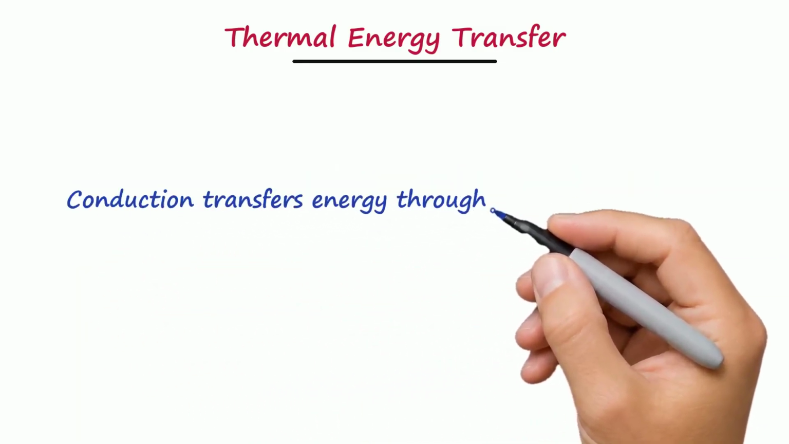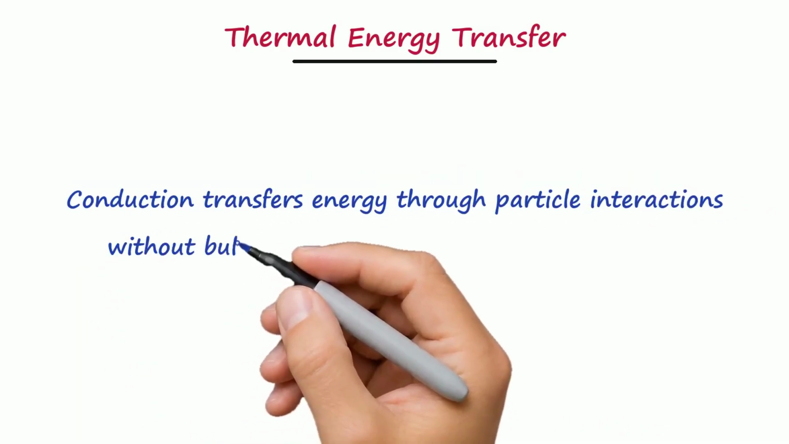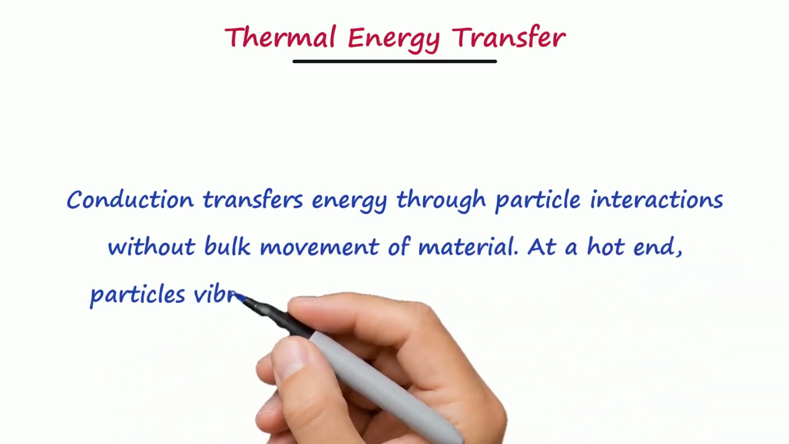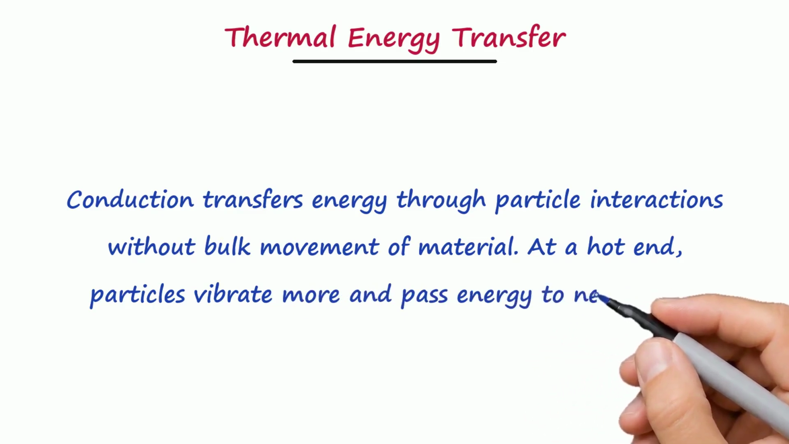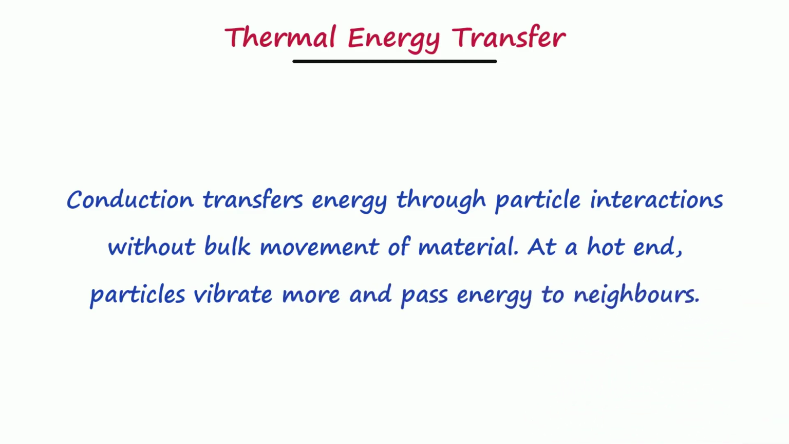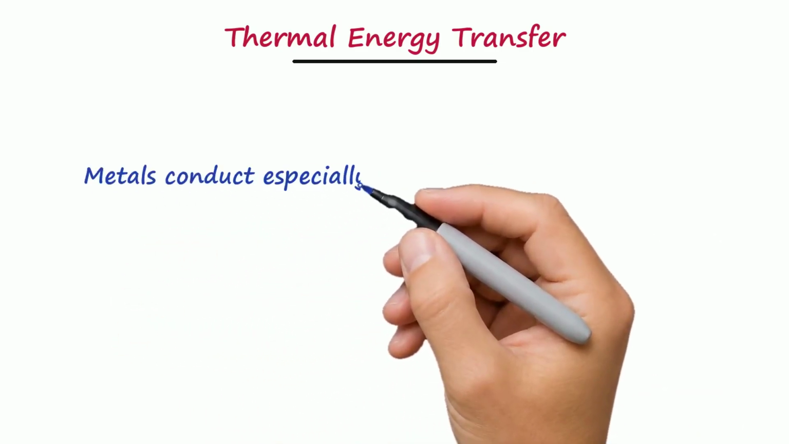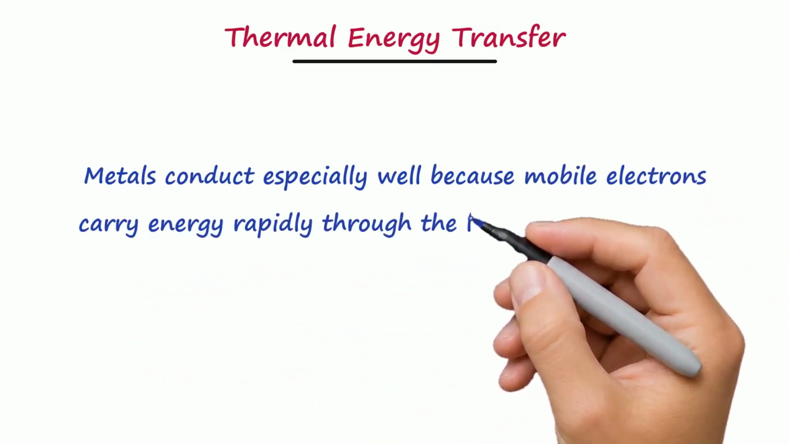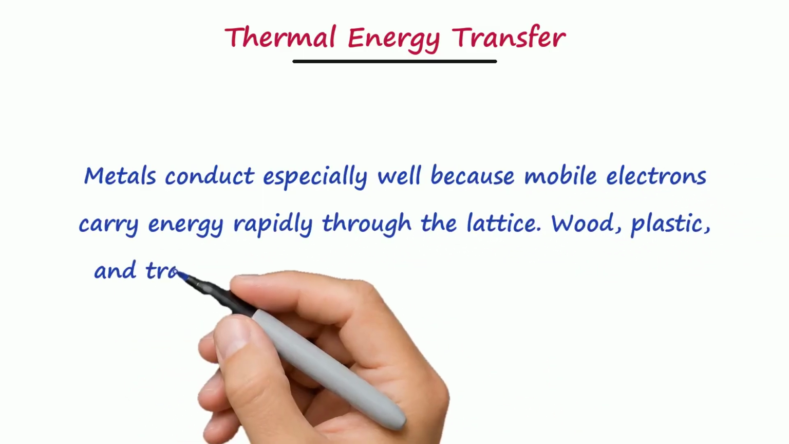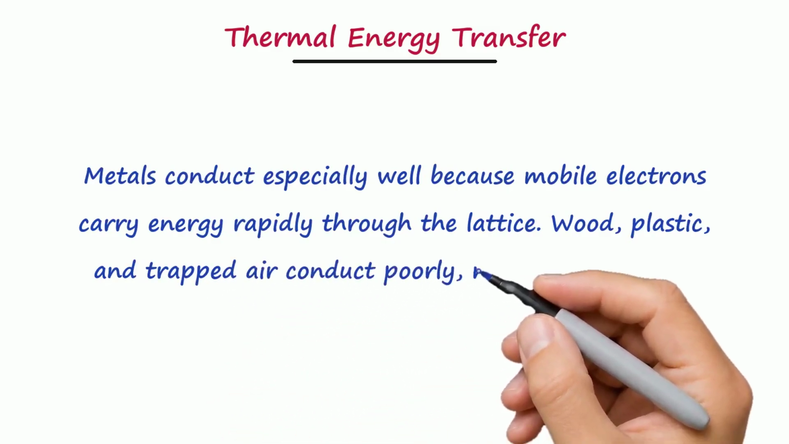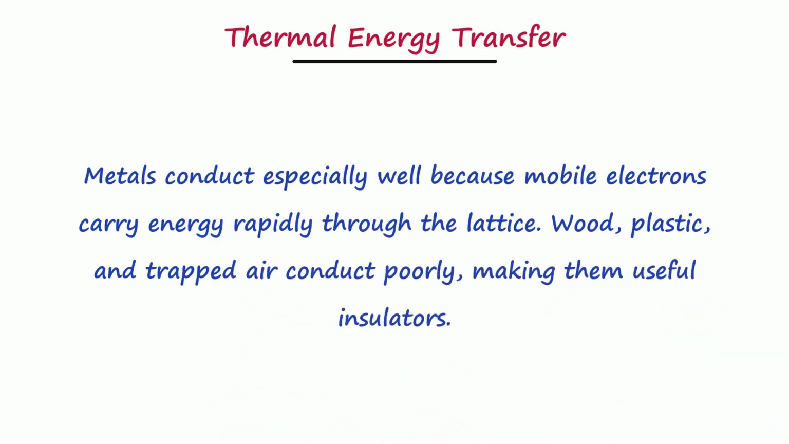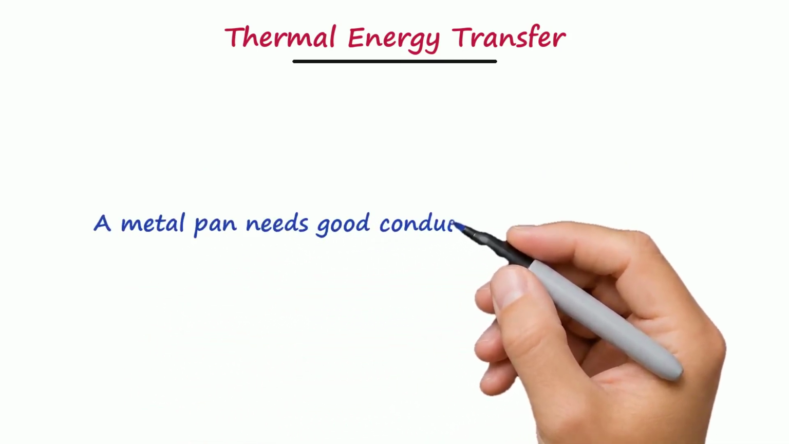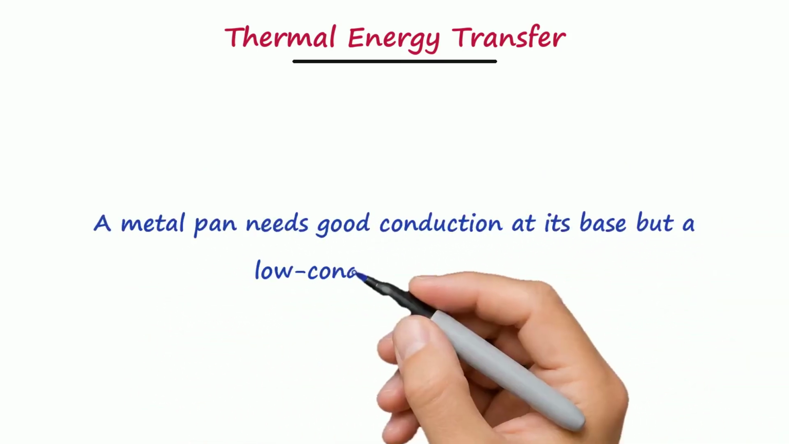Conduction transfers energy through particle interactions without bulk movement of material. At a hot end, particles vibrate more and pass energy to neighbors. Metals conduct especially well because mobile electrons carry energy rapidly through the lattice. Wood, plastic, and trapped air conduct poorly, making them useful insulators. A metal pan needs good conduction at its base but a low conductivity handle.